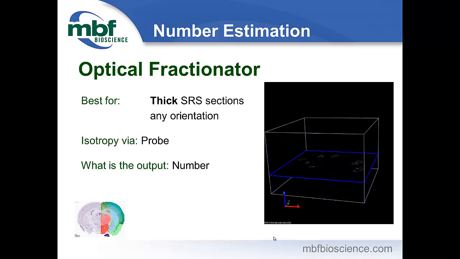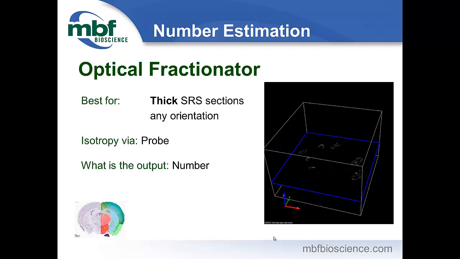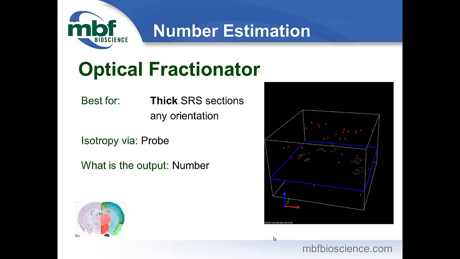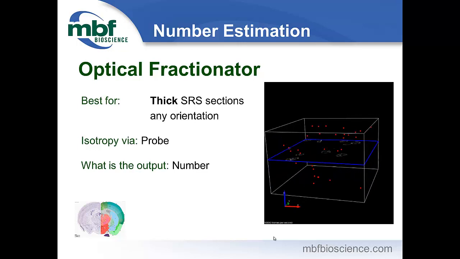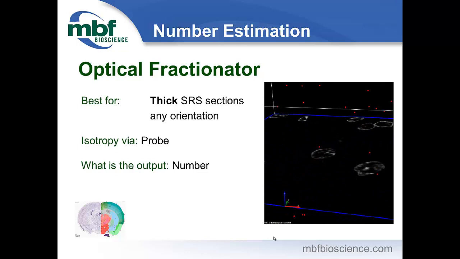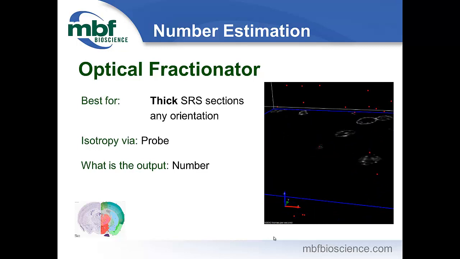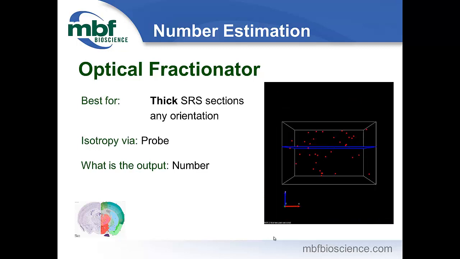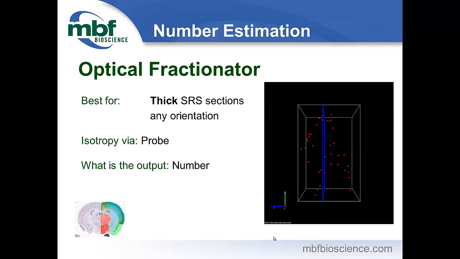We can focus up and down through the Z-plane, and one of the rules of the optical fractionator is to find a unique point on the cell. In this case, we're using the top of the cell. I'm not going through all the rules for the optical fractionator. We can help you with that, and we have another webinar about that. But what I'm pointing out is that in order to focus up and down through many focal planes and find the tops of the cell, here's an example of putting a red dot on the top of the cell in the Z-plane, we need to use thick sections.